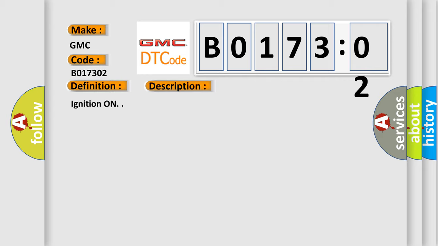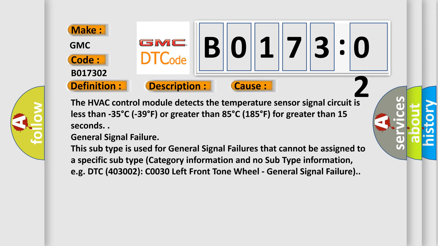Ignition on. This diagnostic error occurs most often in these cases: the HVAC control module detects the temperature sensor signal circuit is less than -35 degrees Celsius (-31 degrees Fahrenheit) or greater than 85 degrees Celsius (185 degrees Fahrenheit) for greater than 15 seconds.